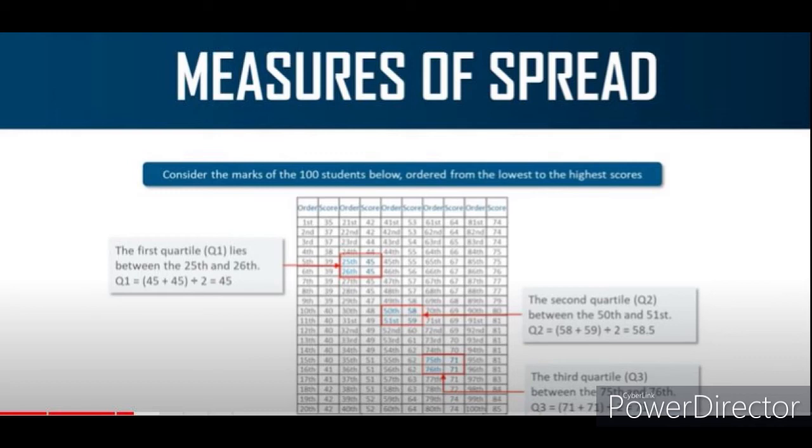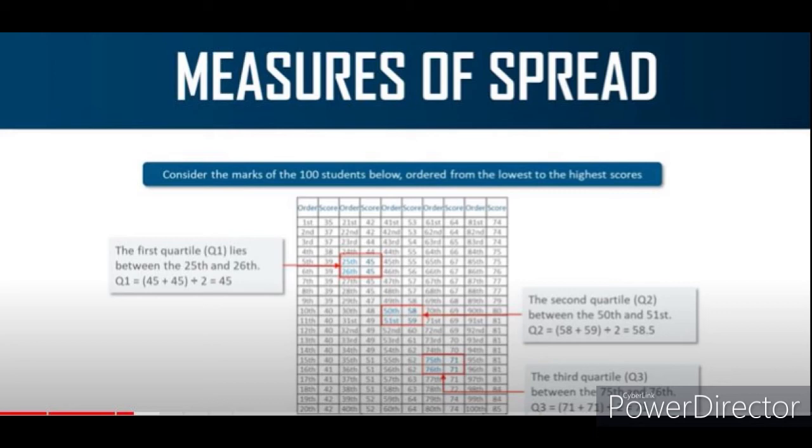The second quartile, or Q2, is between the 50th and the 51st observation. You take the average of 58 and 59, and you get a value of 58.5. The third quartile, Q3, is between the 75th and the 76th observation. Here again, we take the average of the 75th value and the 76th value, and you get a value of 71. So guys, this is exactly how you calculate the different quartiles.